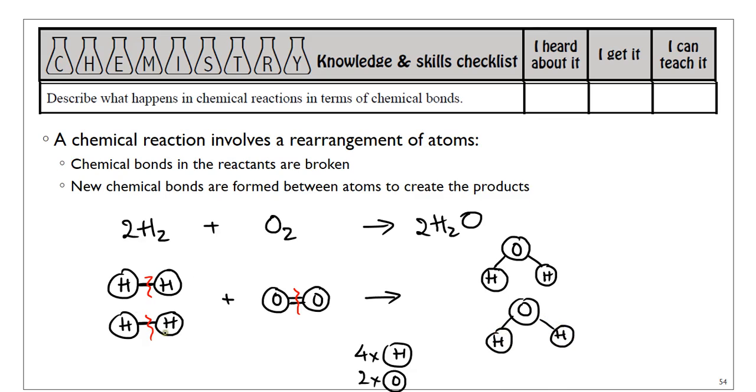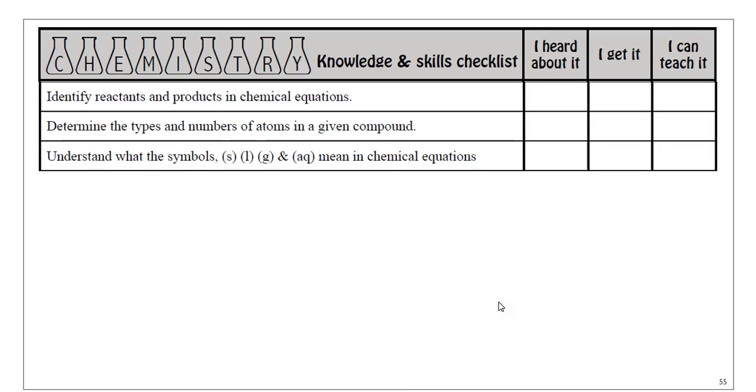You break the bonds in the reactants, you have the atoms, and then they reform new bonds to make something else. That's called the products. All right, the next 3 dot points is about interpretation of chemical equations and identifying reactants and products in a chemical equation. So I think this is probably very straightforward.